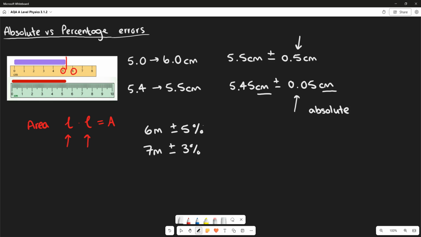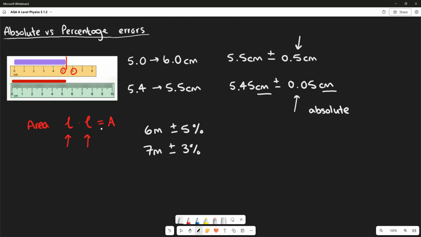You can go from a percentage uncertainty and calculate the absolute uncertainty if you need to, in the same way that you can go from an absolute to a percentage if you need to. And that's a fairly simple calculation. You find 5% of 6 meters, and that's your absolute uncertainty. If you want to get a percentage uncertainty from an absolute, then what you do is work out what is this number as a percentage of my measurement. And that would be your percentage uncertainty.